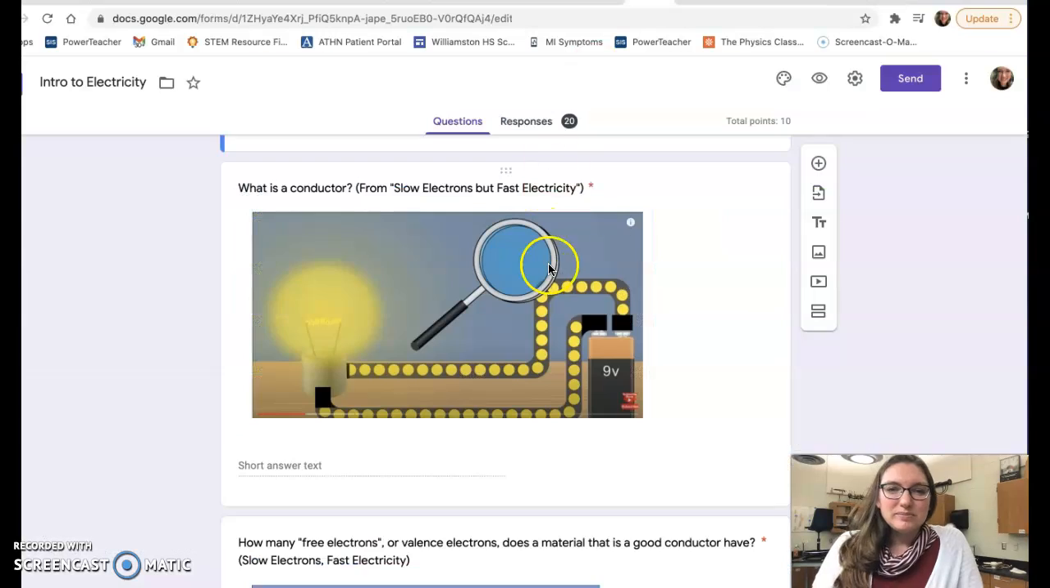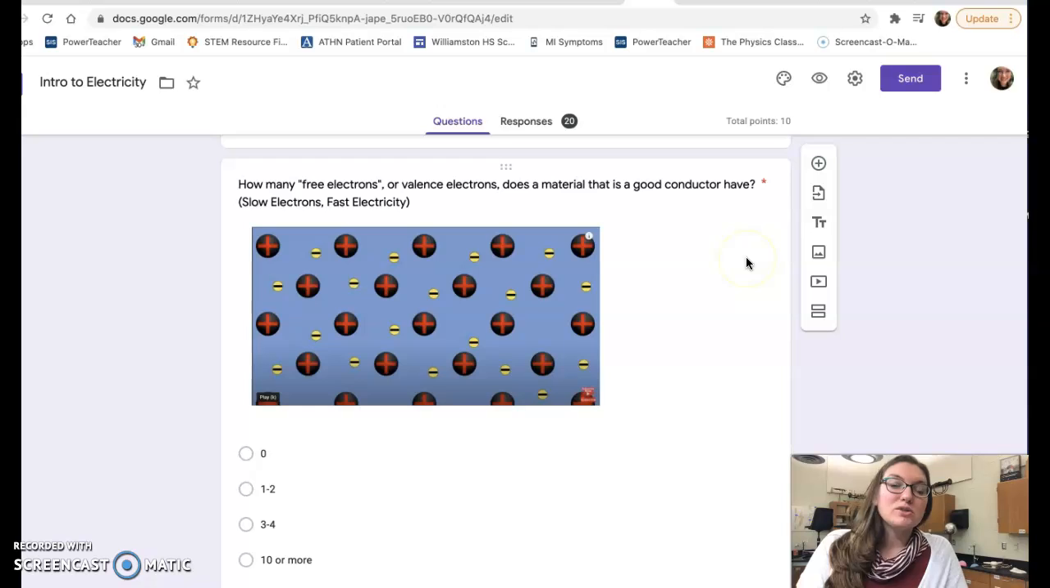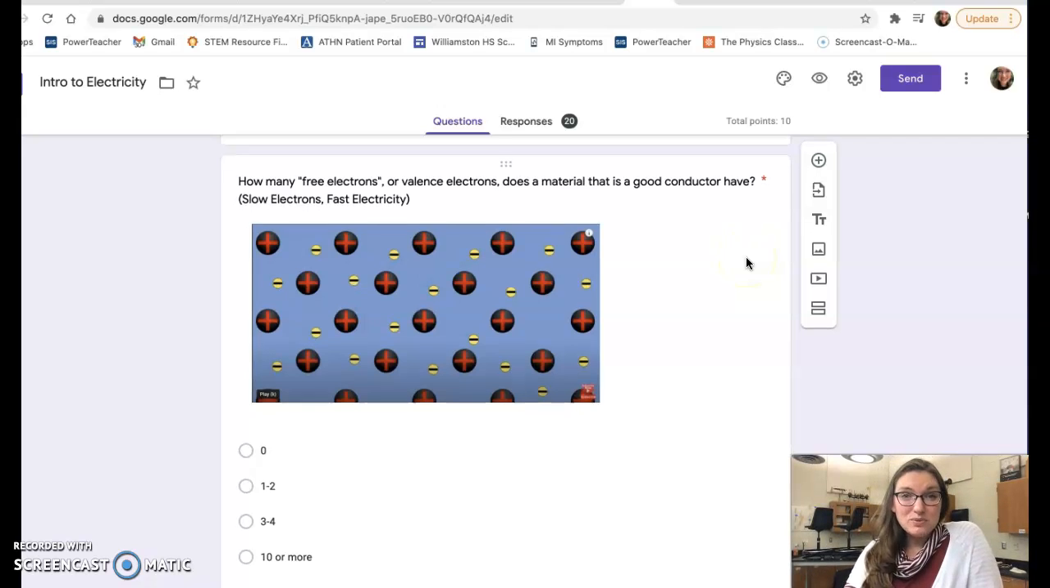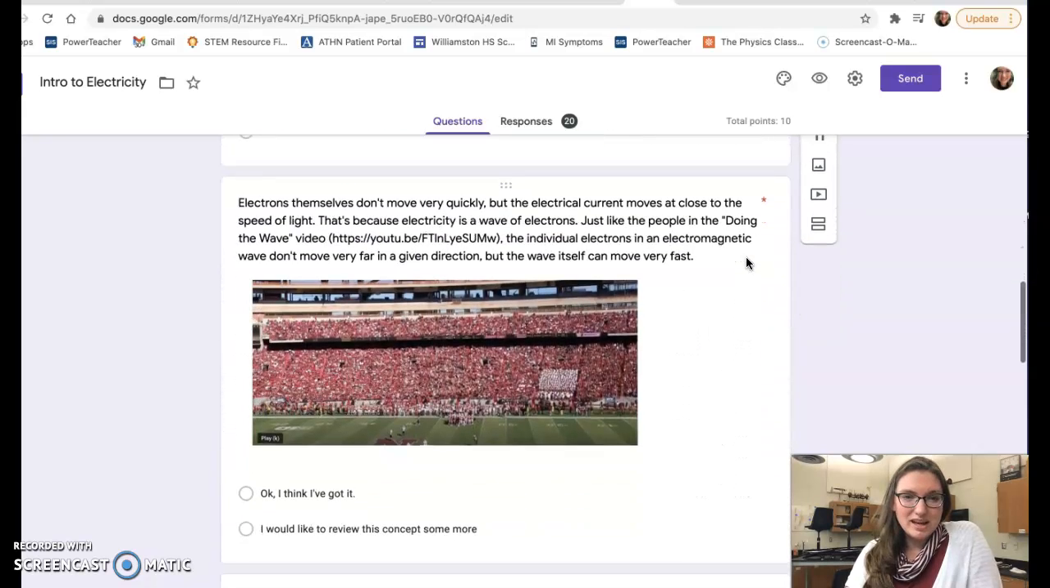So let's look at the next one. I just answered this one for you. How many free electrons or valence electrons does a material that is a good conductor have? It's 1 to 2. 1 to 2 valence electrons that can move. Each atom has 1 to 2, so that adds up to a lot, of course.